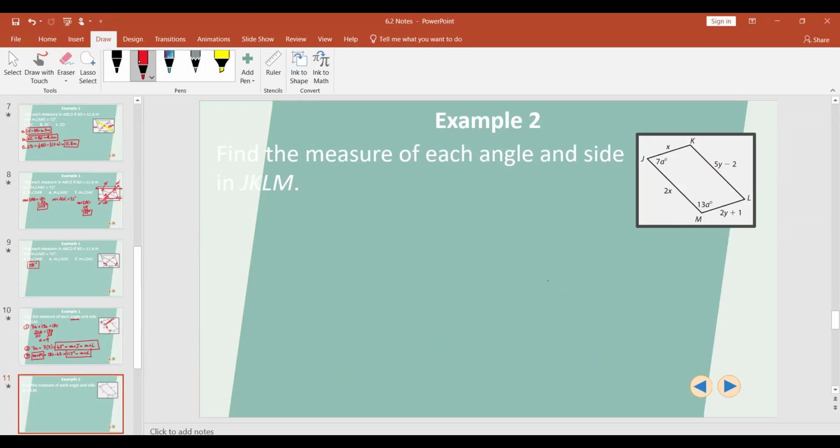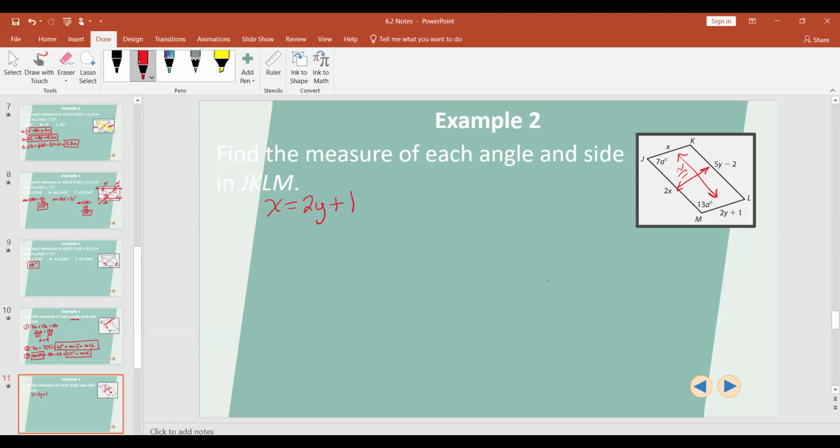On to the side lengths now. We know that these two sides are congruent, and we know that these two sides are also congruent. However, we've got two different variables, so we have to use a system of equations. We'll use substitution. So I know that x equals 2y plus 1.